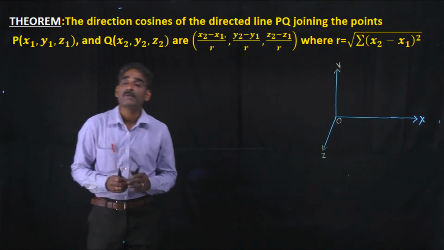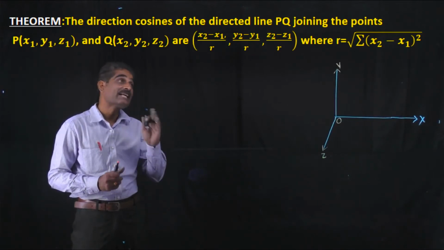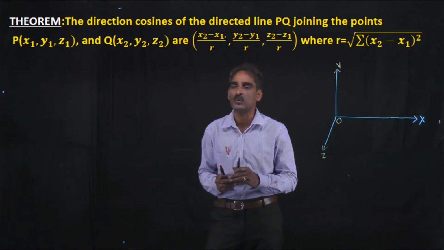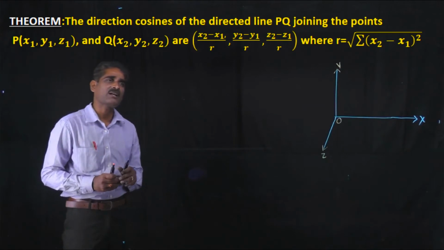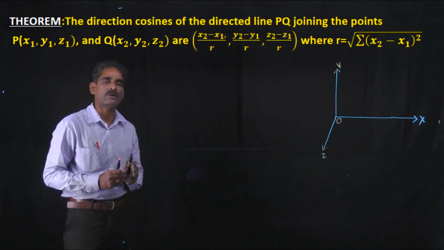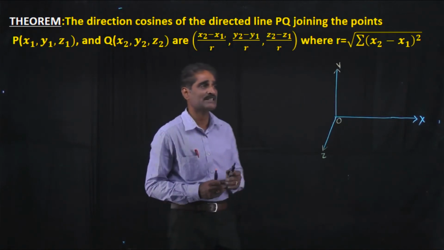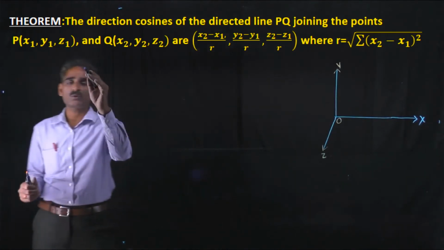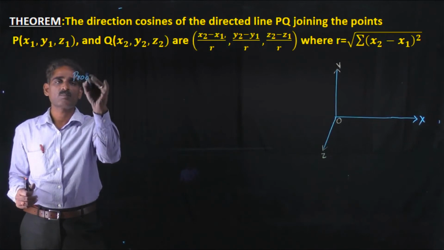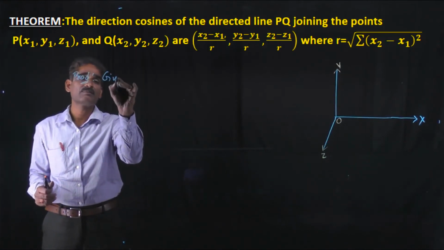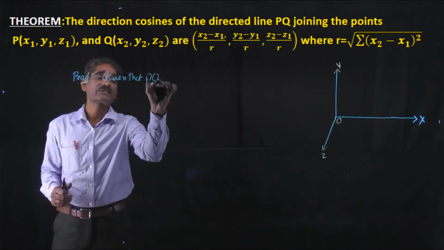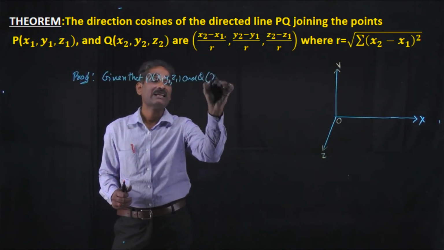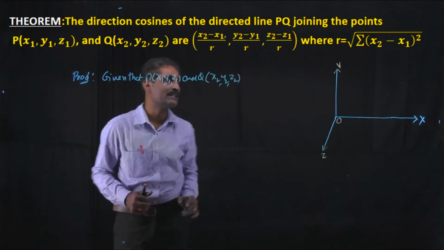The direction cosines of the directed line PQ joining the points P(x1, y1, z1) and Q(x2, y2, z2) are x2 minus x1 by r, y2 minus y1 by r, z2 minus z1 by r, where r is equal to root of the sum of (x2 minus x1) whole square, that means the distance between P and Q. Given that P(x1, y1, z1) and Q(x2, y2, z2) are any 2 points in the space.